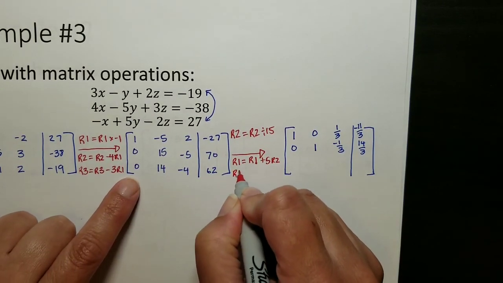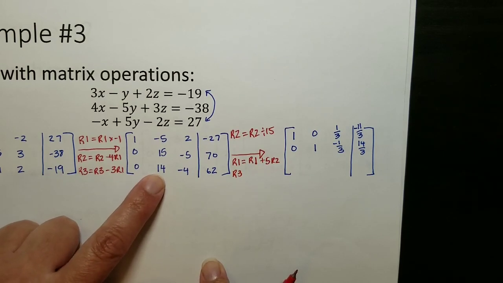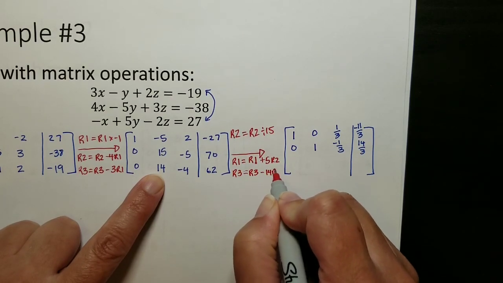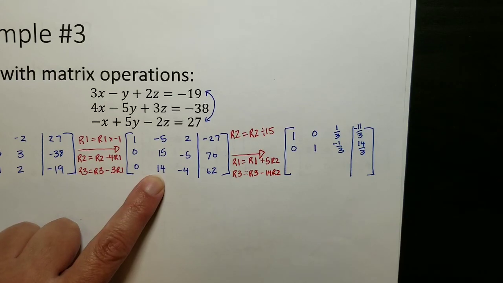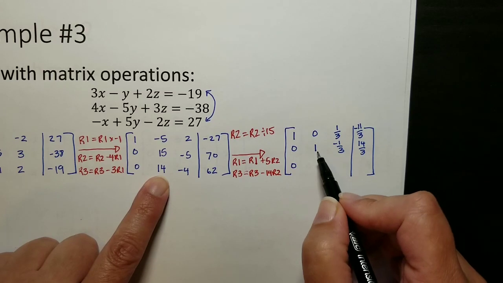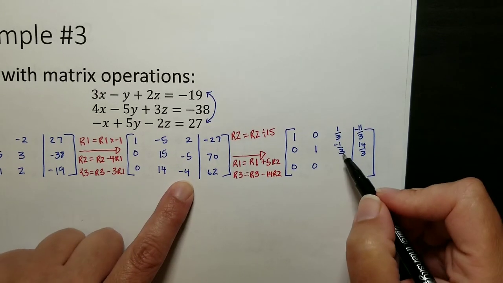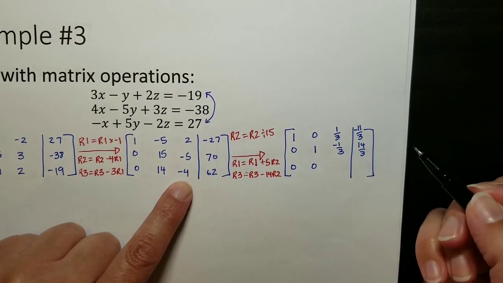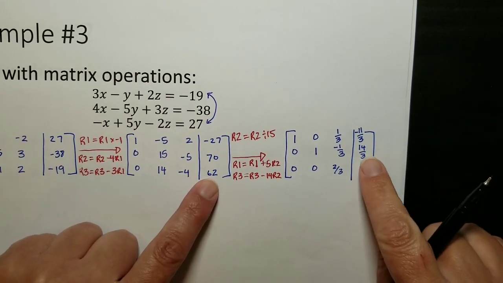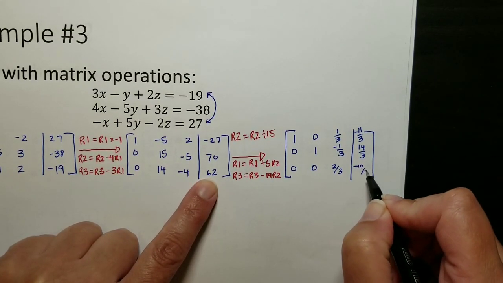And then for row 3, I want to zero out that 14. So I'm going to have to subtract 14 times row 2. So it's the old row 3 minus 14 row 2. So here, 0 minus 14 times 0 is 0. 14 minus 14 times 1 is 0. Negative 4 minus 14 times negative 1/3. That's going to get messy, but it's 2/3. And then 62 minus 14 times 14/3. That ends up as negative 10/3.